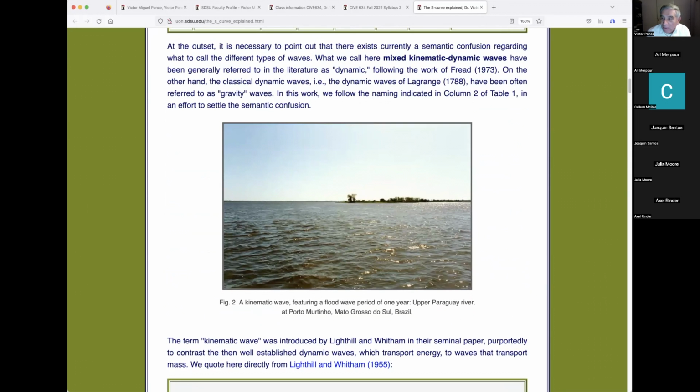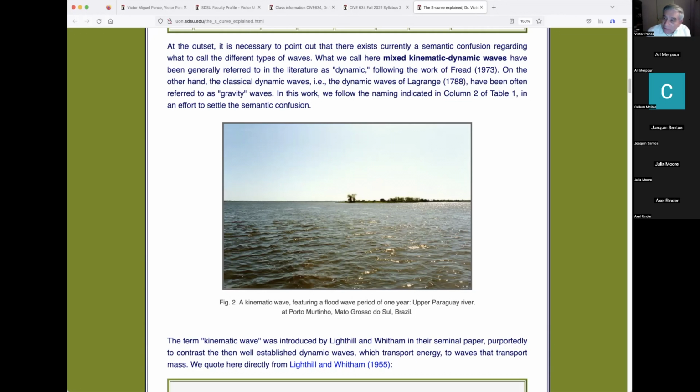Our kinematic waves. This is just so confusing for many people, both in hydraulics and hydrology. I have been around and I know we wrote papers over the last 40 years, and sometimes he came back saying, kinematic wave doesn't exist. It is an idealization, a creation for people like Professor Ponce, something like this. That is totally untrue. The kinematic waves do exist. And I show you here a kinematic wave. This is a kinematic wave featuring a flood wave period of 1 year. 1 year? Over where? In the upper Paraguay.